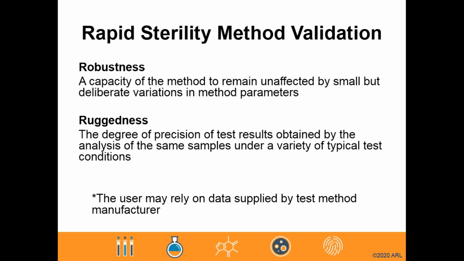Ruggedness is defined as the degree of precision of test results obtained by the analysis of the same sample, again under a variety of typical test conditions. For example, different analysts, different instruments, and different reagent lots. The expectation therein is that test results obtained by testing the same samples with varying analysts, instruments, or reagent lots should still be consistent. It is noteworthy that it is not uncommon for the end user to rely on data supplied by the test system manufacturer for both robustness and ruggedness determinations.